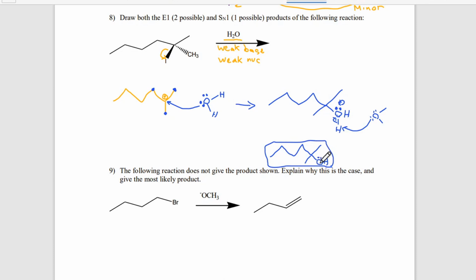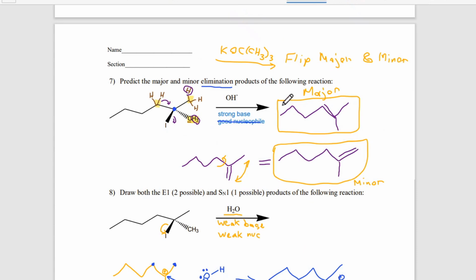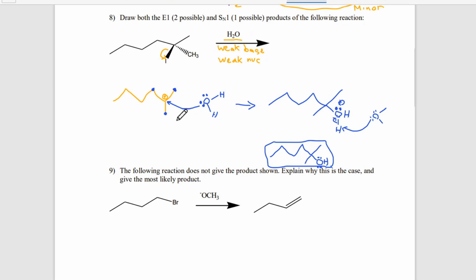You can then also get an elimination product, two of them. And the elimination products will be pretty much the same ones that we got before. And for pretty much the same reason, it's going to either abstract one of the hydrogens here or here, or it's going to abstract one of the hydrogens here. And in that case, you'll also get the double bond here. And 1, 2, 3, 4, 5, double bond here.